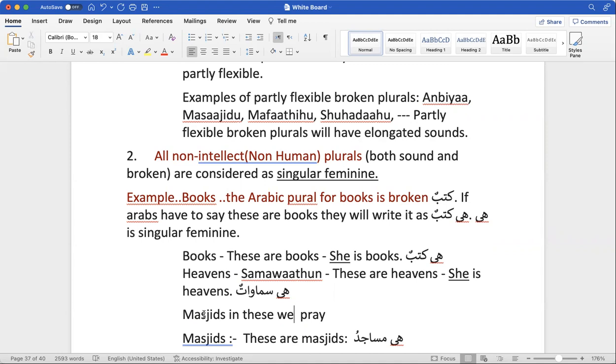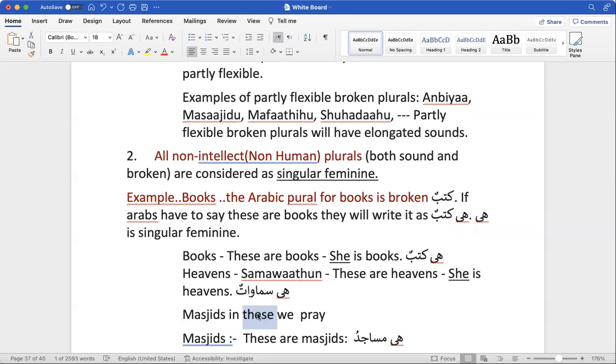Now you see this these here. This these is pointing to what? No, I'm not asking that. This is plural, no doubt, but it is pointing to what? Which object? Masjid. Masajid, right? It is pointing to masjids, correct?